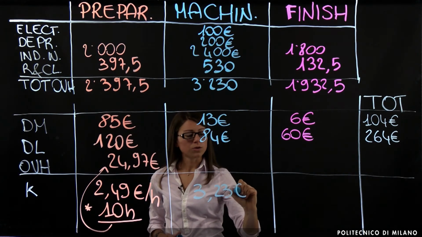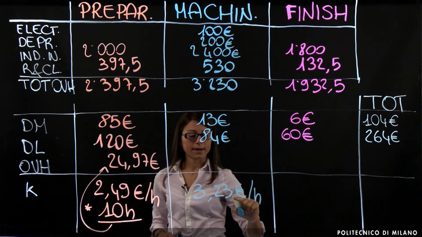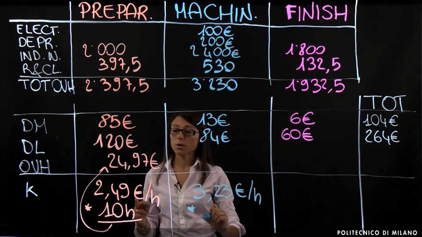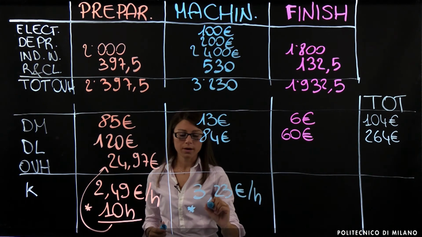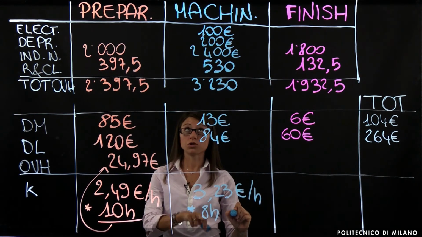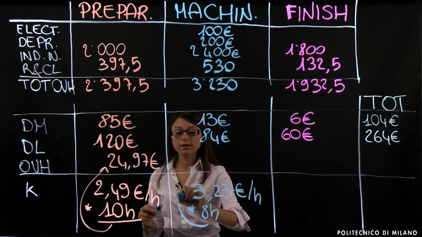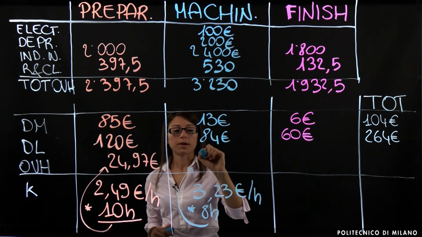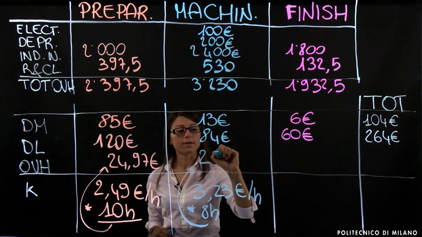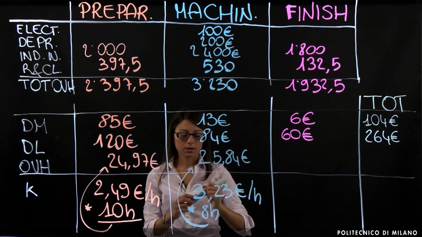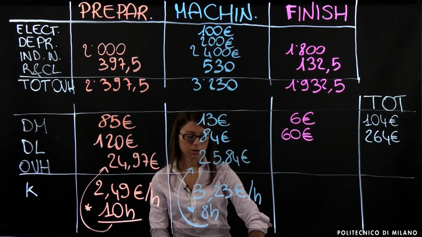3.23 euros per hour. Again, if we multiply the value of K by the number of machine hours absorbed by our job, which is 8 hours, these are the machine hours absorbed by our job in the machining department, we identify the value of the overhead that is assigned within the machining department, that is 25.84 euros. Let's do this also for the finishing department.